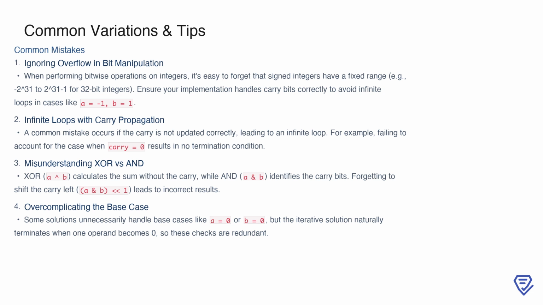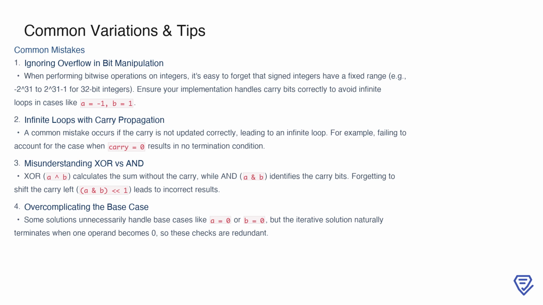Speaking of infinite loops, another frequent issue arises when the carry isn't updated properly. If you don't ensure the carry eventually becomes 0, your loop will never terminate. Another area where errors creep in is misunderstanding the roles of XOR and AND. XOR is used to calculate the sum without the carry, while AND identifies the carry bits. You must also shift the carry left by 1 bit to propagate it correctly.